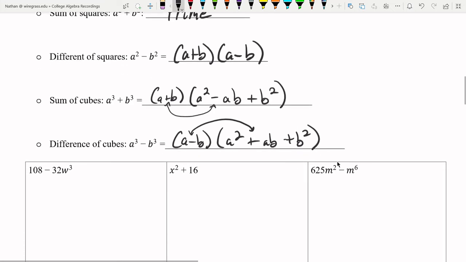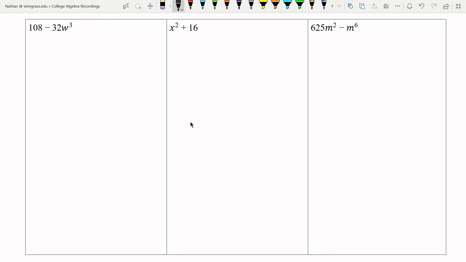All right, let's give it a try. So for this first one, I see here that there's a greatest common factor I can take out. In this case, I believe I can take out 32 out of 108. Let me test it on my calculator. 108 divided by 32. Nope, I need to take out something smaller. 16 doesn't work. 8 doesn't work. But 4 does. So I'm going to take out a 4. That's going to leave me with 27 minus 4 out of 32 is 8.